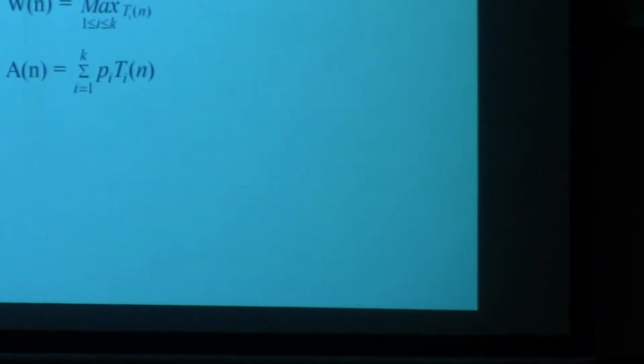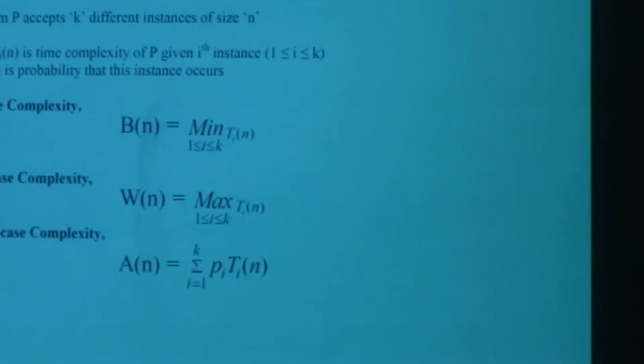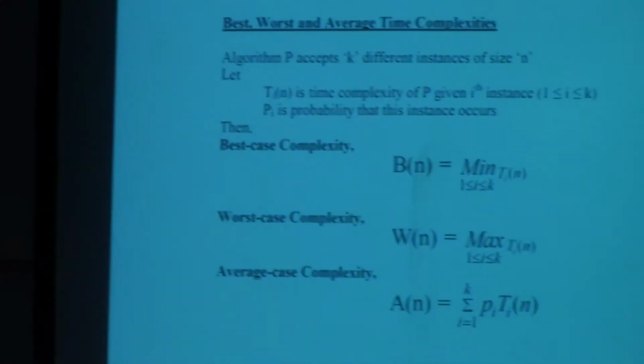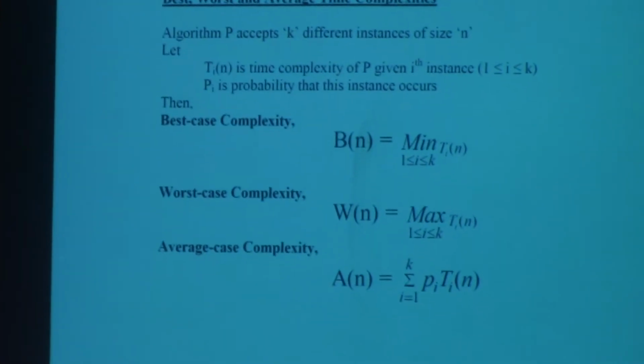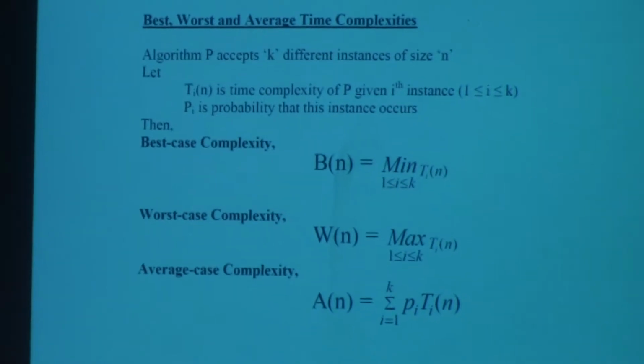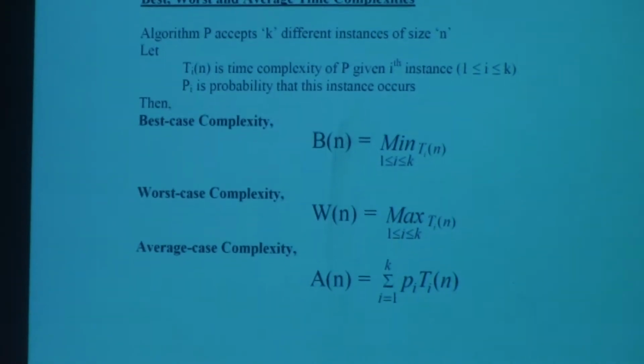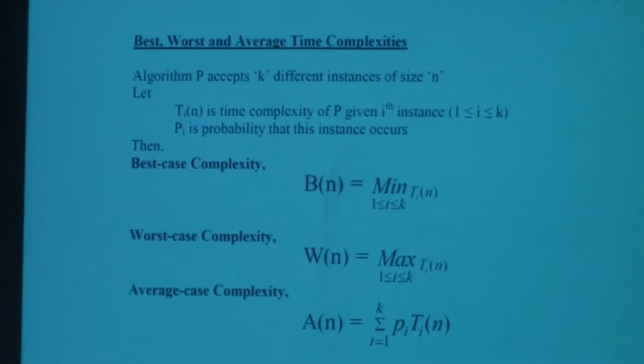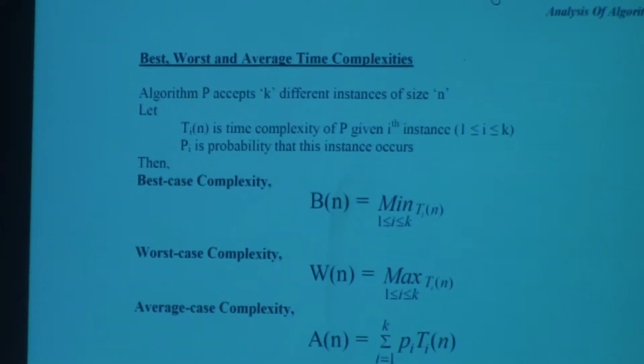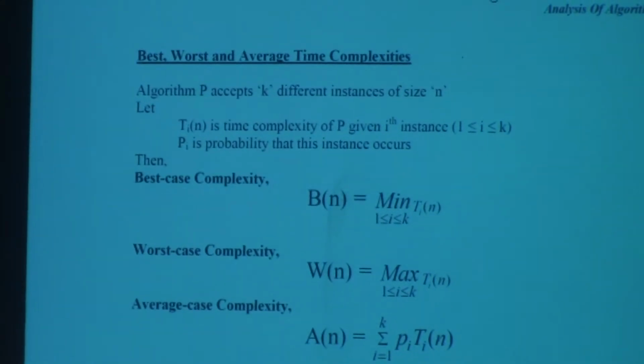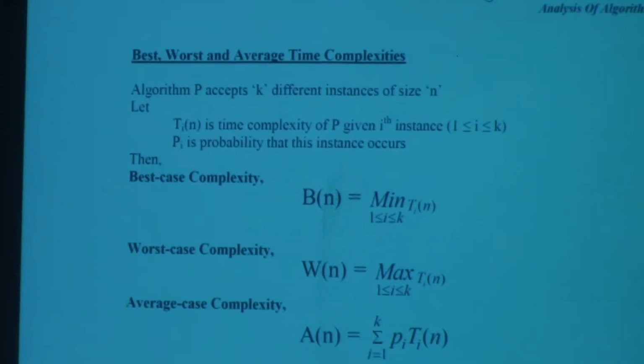Okay, so now we're going to come to what I've been leading up to, and that is how do we find the average behavior of an algorithm? Not the worst case, not the best case, but the average case. Well, in order to do that, why don't we consider all the possible cases? Because the first case we have here is the best case, worst case, and the average case complexity.